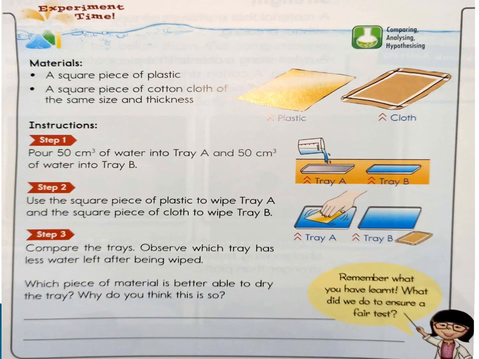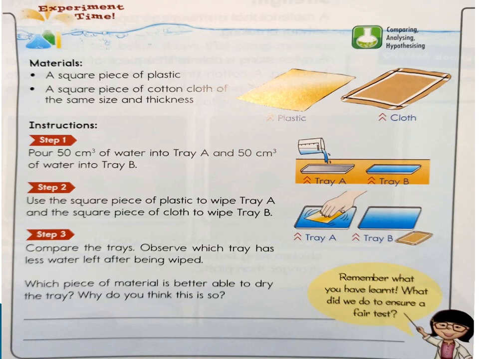Okay, look at this experiment. You can do it at home. Bring two pieces, one made of plastic and the other one made of cotton. Okay, of course, this test must be fair. And you remember the fair test? I have to use the same variables, but I will change only one.